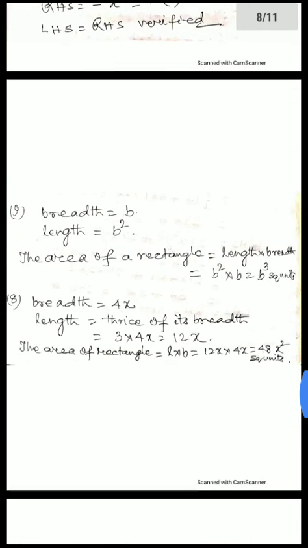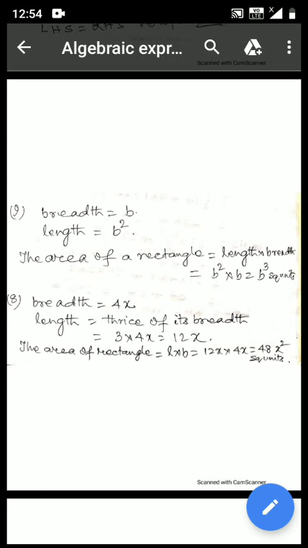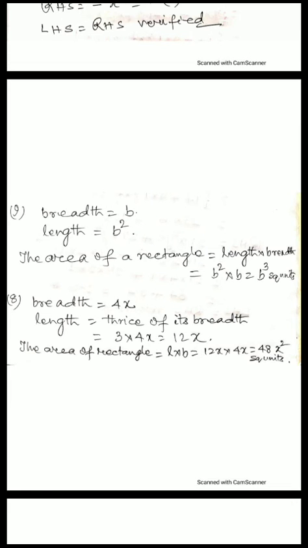Question number 9, application questions. You have given that the breadth equal to b, let the breadth equal to b, then length equal to square of breadth, that is b square. You know that the area of a rectangle equal to length into breadth, so write in the place of length b square, and in place of breadth write b. The b square multiply b equal to b cube square unit.